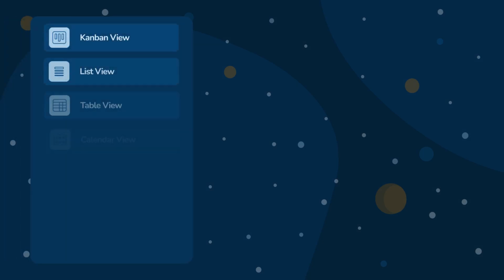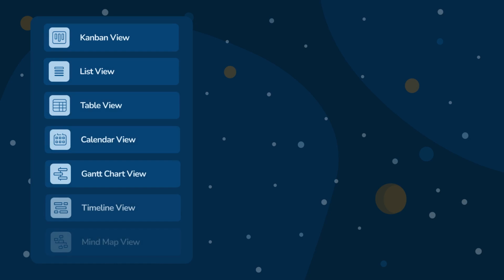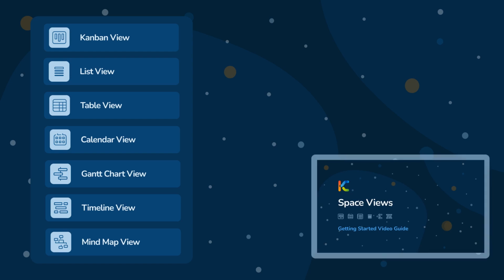KanBo provides different space views, such as Kanban, Gantt chart, or mind map, to present your tasks and projects in different visual formats. These views allow you to choose the one that suits your needs at the moment. You can learn about them in the next video.